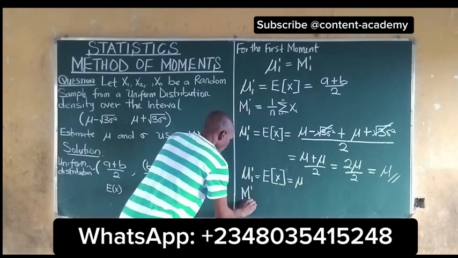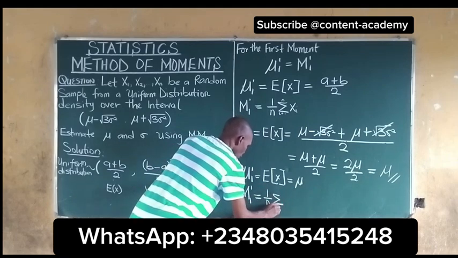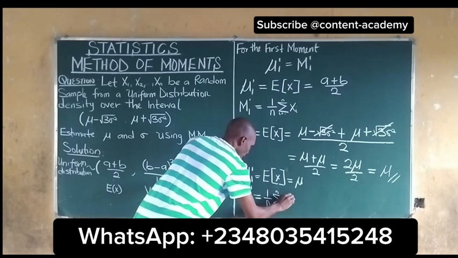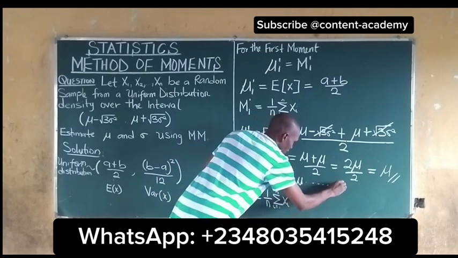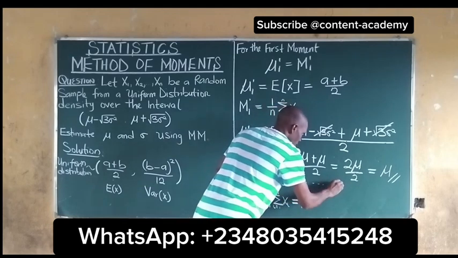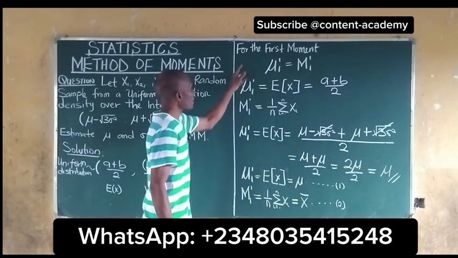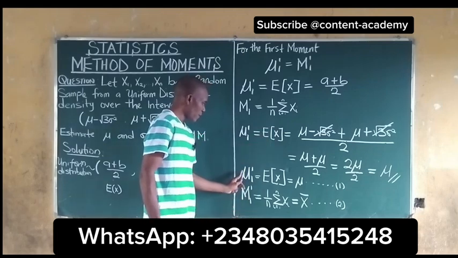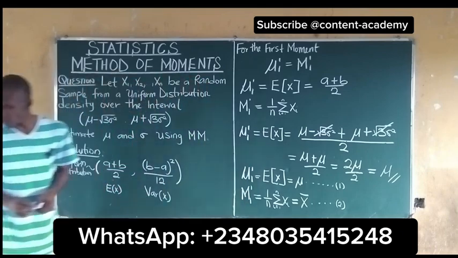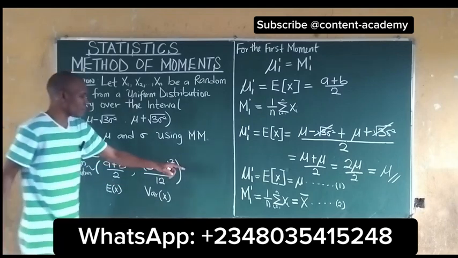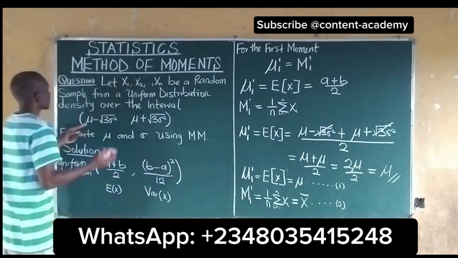While the sample mean is 1 all over n summation of xi, as i running from 1 to n. We know this thing as our mean. So we can call this equation 1 and we call this equation 2. Our method of moment is just to compare the population mean and the sample mean. Since we've gotten our population mean and our sample mean, we'll now write it out properly.